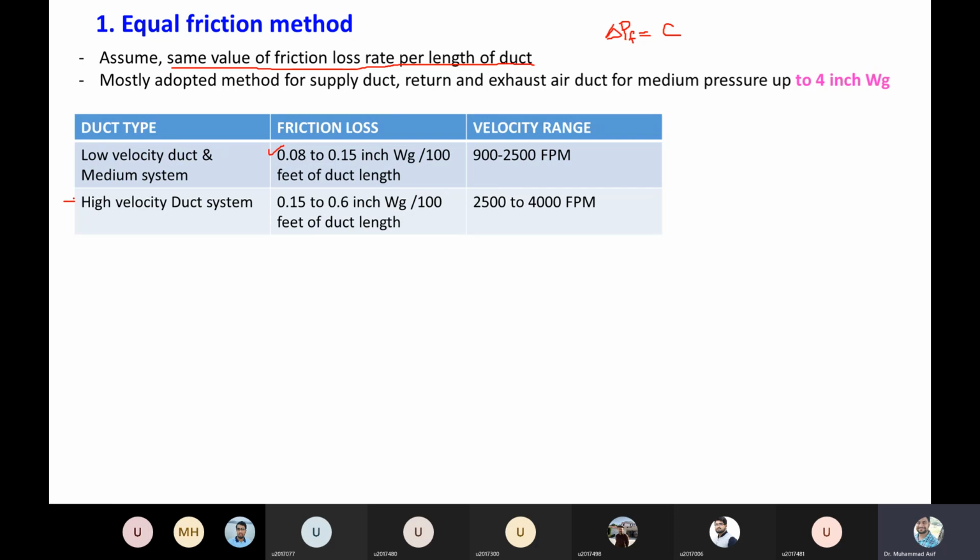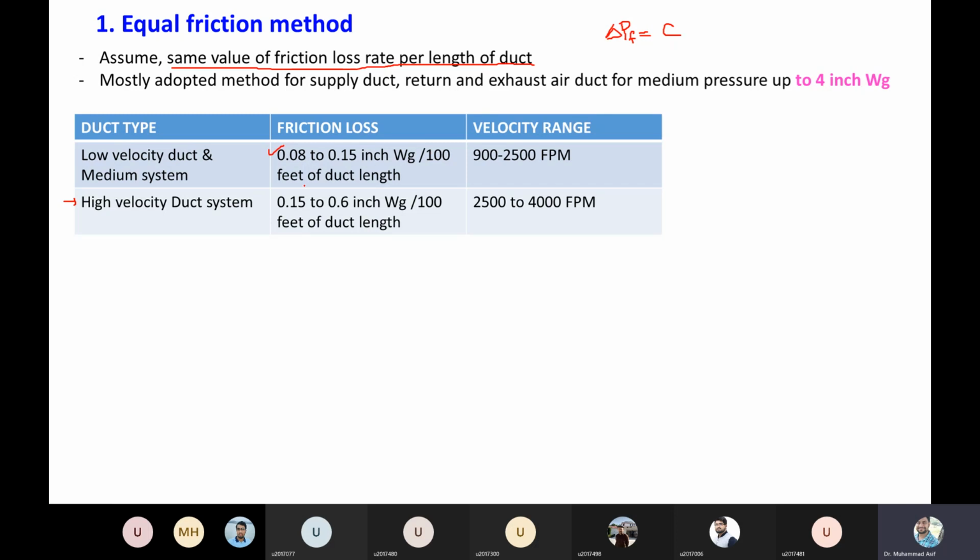Similarly, if the duct is a high velocity duct, then you have to use a friction loss value between 0.15 and 0.6 inch of water gauge per 100 feet of the duct length. And when we say high velocity, it means 2500 to 4000 FPM.